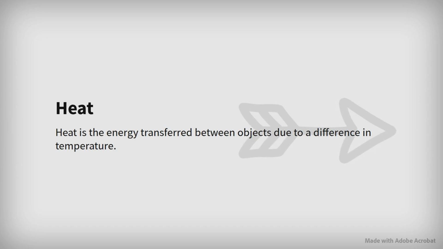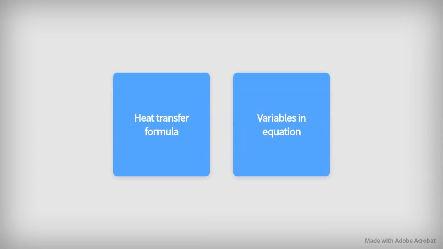This definition is crucial because it explains why objects feel warm or cold and sets the stage for understanding how energy moves in our world. Remember, heat is not just a feeling, it's a measurable transfer of energy. Here's how the heat equation works. It connects the energy transferred to the mass, specific heat, and temperature change of a substance.